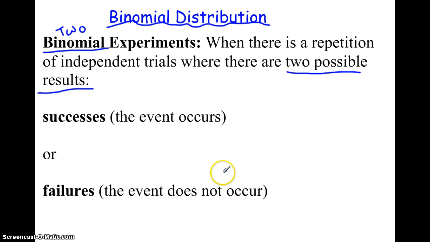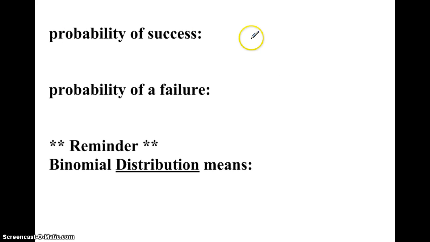For example, tossing a coin would be a great binomial distribution. You either get a head or you don't get a head, or you get a tail or you don't get a tail. So we could consider a head to be a success and a tail to be a failure, depending on what you want to look for. We are going to represent the probability of success as P. The probability of a failure we will represent as Q, which is really going to be 1 minus P, since 1 is our 100%, all possible outcomes.